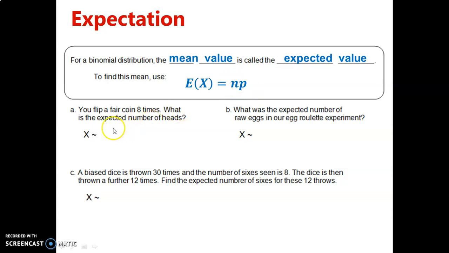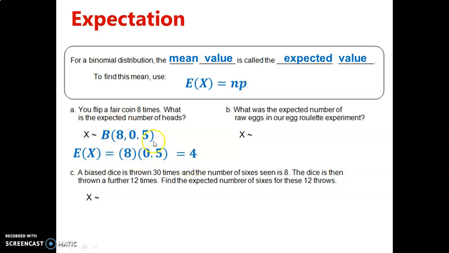So let's look at this example here. You flip a fair coin 8 times. What is the expected number of heads? Well, first of all, our binomial distribution looks like this. So random variable X is distributed binomially with 8 trials, and a probability of success or getting a head is 0.5. We're assuming the coin is fair. So now let's use the expected value formula. So the expected value, or the mean value of this coin flipping situation, is 8 times 0.5.